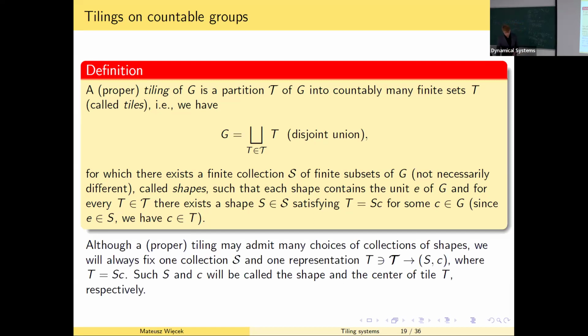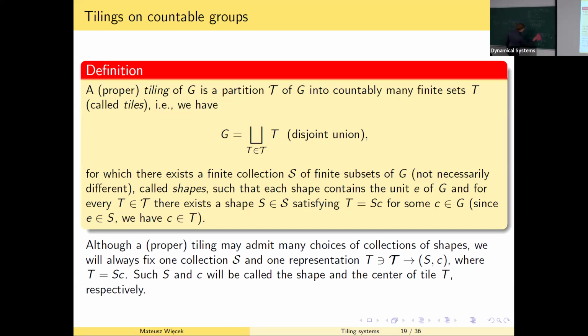It is necessary to point out that a tiling does not need to have a unique collection of shapes. There might be many collections of shapes which would produce the same tiling, but we always fix one collection. And even if we have one collection of shapes, every tile can be represented in many different ways.